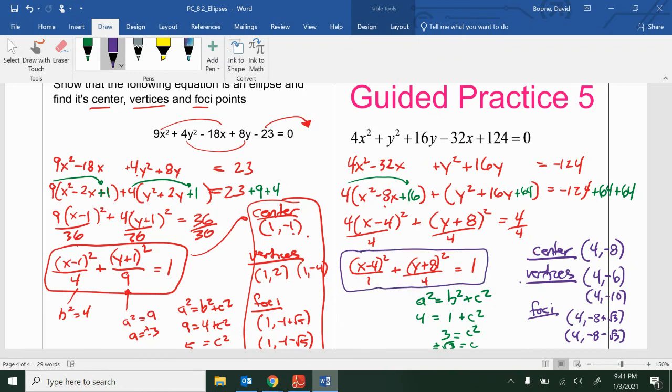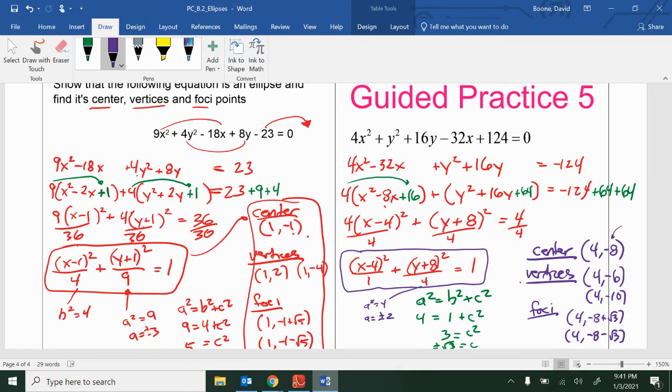Center is pretty straightforward, opposite, opposite. Vertices, again, this is in the y direction. The bigger one is in the y direction. So this is the a squared value. So a squared equals 4, so a was plus or minus 2. So you're going to add and subtract 2 to this y value. That's what I did right there, added and subtracted 2 to that y value.